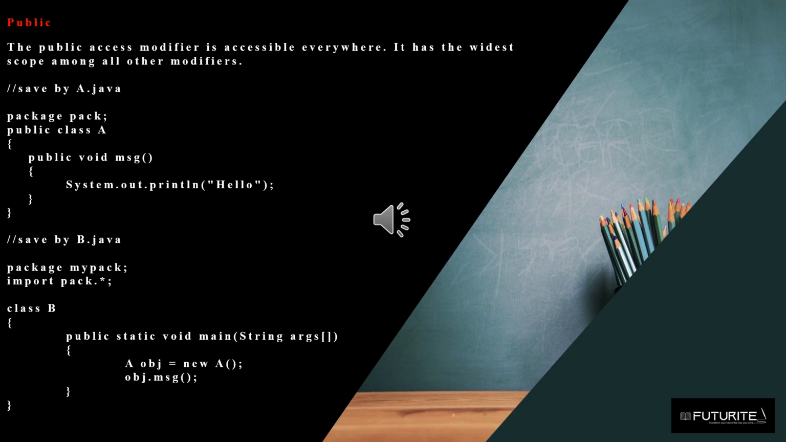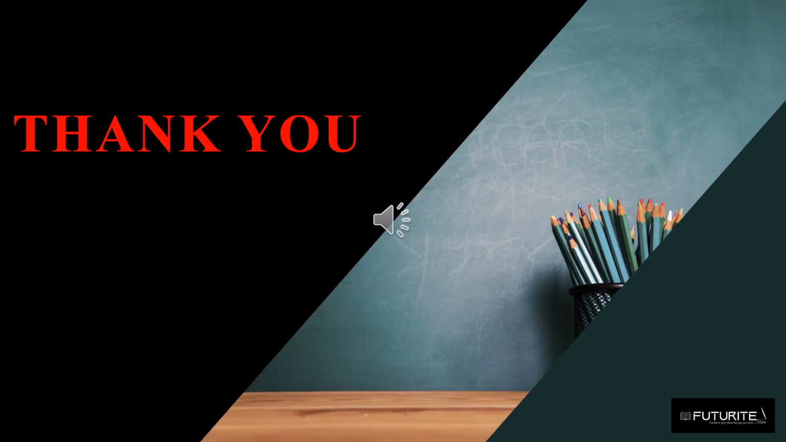See, class B is not extending class A, that is, class B is not inheriting class A. Despite that, we are creating an object of class A from class B, and through that object we are accessing the MSG method of class A, which is residing in a different package. As class A is defined with the public access modifier, class A can be accessed even from outside the package. So this signifies the importance of the public access modifier.